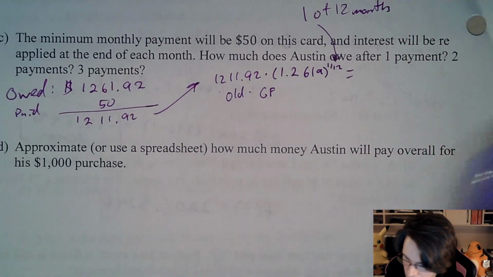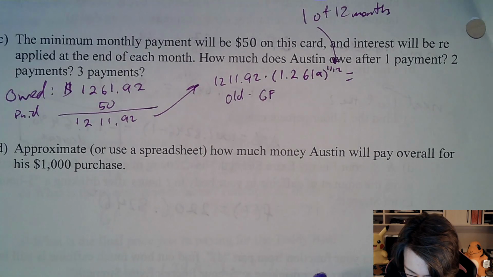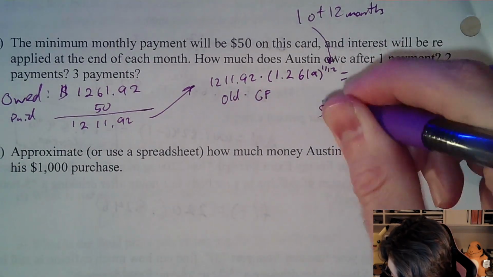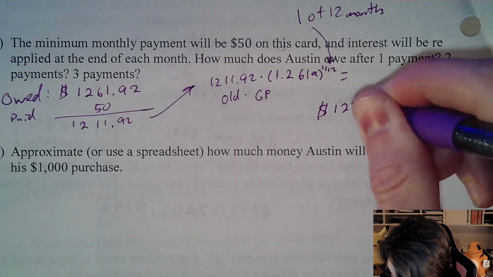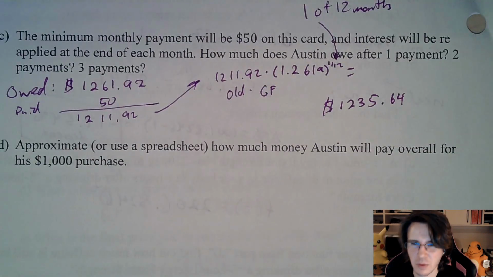So it turns out after you plug this into your calculator, I need to go and grab this guy right there, raise it to the 1 divided by 12 power. If you do it correctly, your new amount of money is 1235.64. And again, your numbers might be slightly different because I'm using no rounding whatsoever. If yours are slightly different, that's okay.